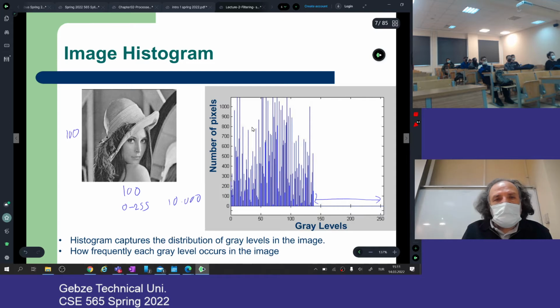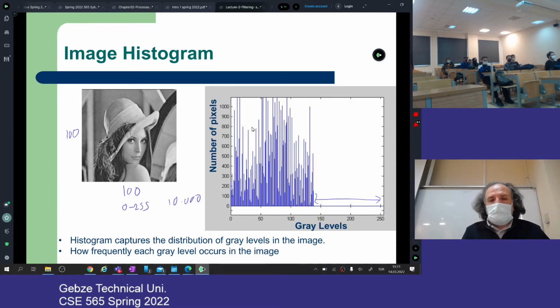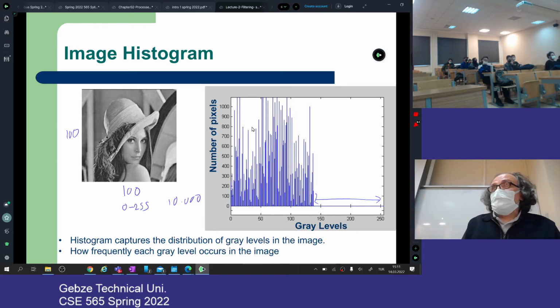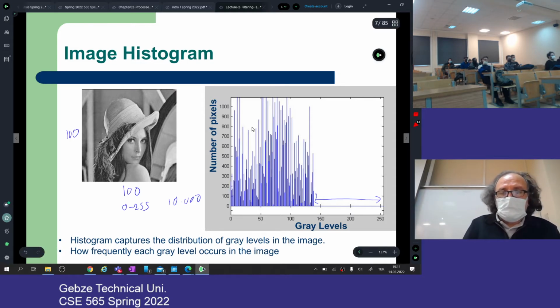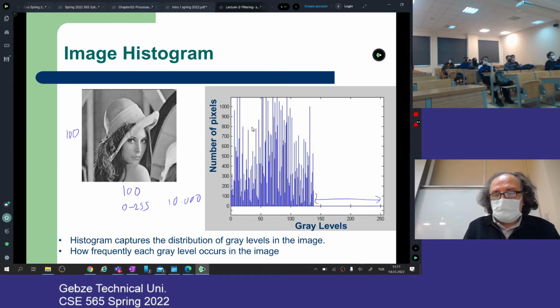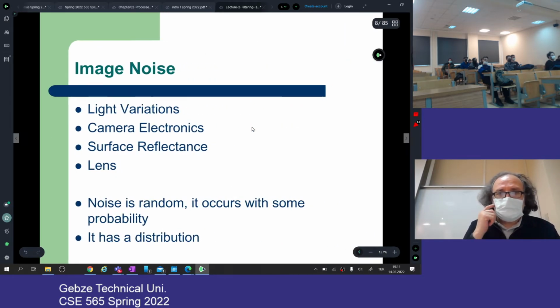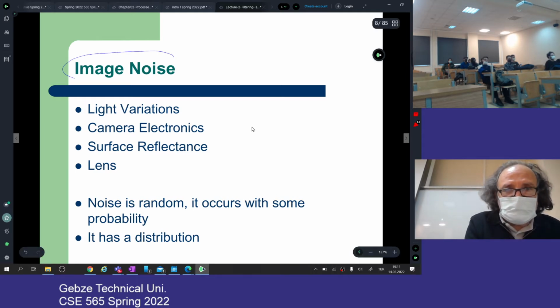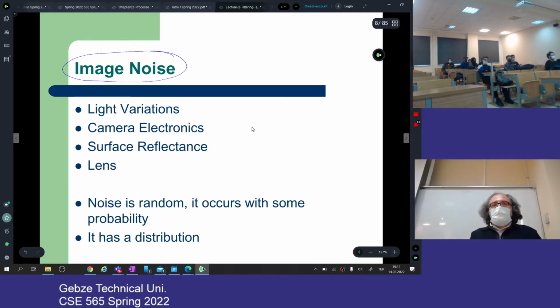So the histogram is defined this way, and we are going to use histograms from time to time to understand the images, sometimes even to feed this information to our artificial intelligence routines. Okay, so that's the definition: how frequently each gray level occurs in the image. That's the image histogram.